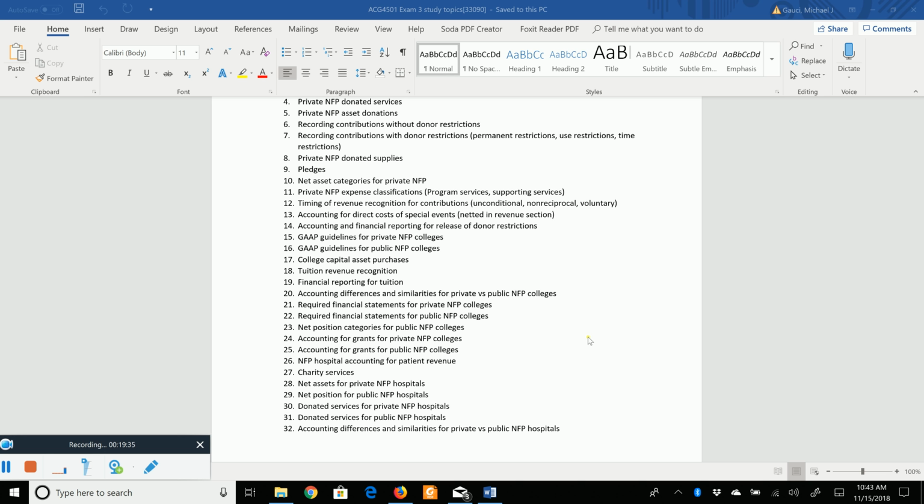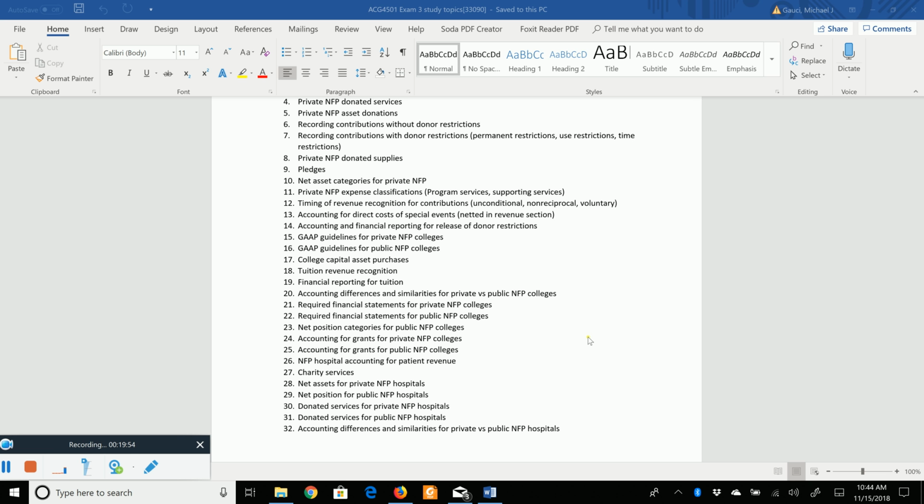and so that is considered charity service. Charity service is basically ignored for revenue recognition purposes. It's not recorded as revenue or a receivable or a bad debt. Obviously, the expenses are still recorded, and the level of charity service will be reported in the footnotes.